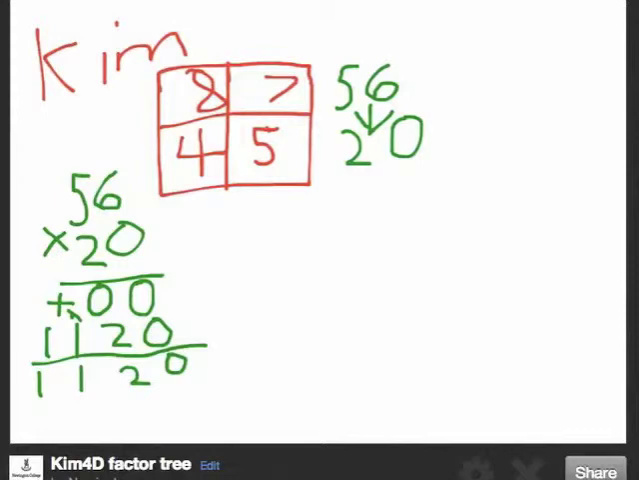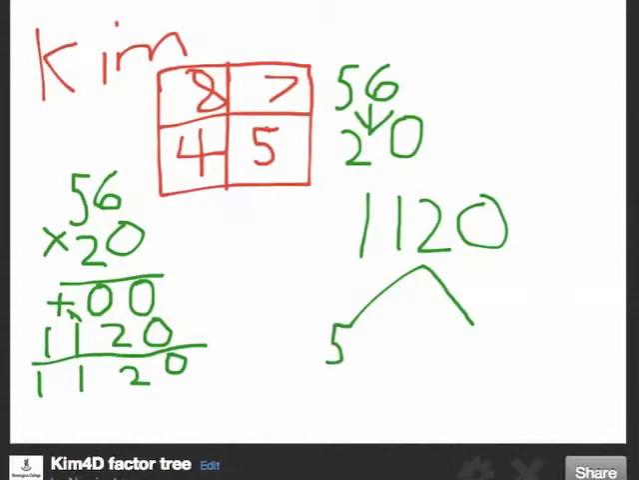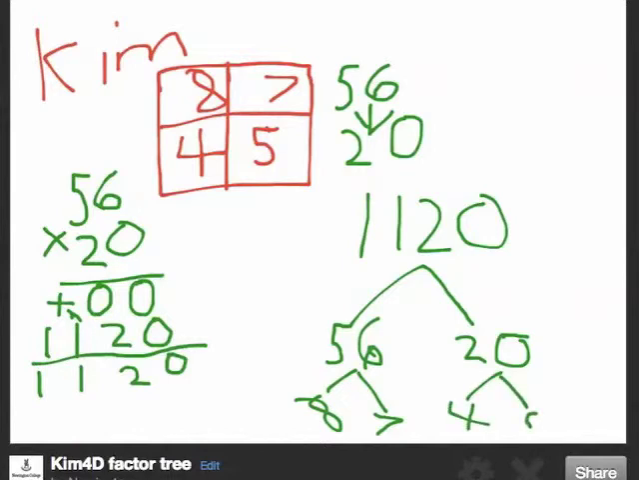Now we have to do the factor tree. 1 times 11 is 1,120. 56 and 20. And the factors of 56 and 20. The factors of 56 are 8 and 7. The factors of 20 are 4 and 5. What is the link? The link is that 8, 7, 4 and 5 are also in the square up here.